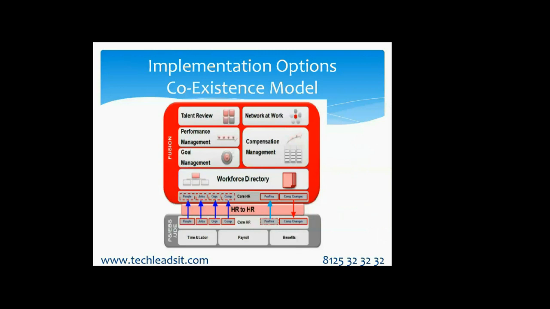They would want to go ahead with the Fusion coexistence model, where the GE would say, okay, my payroll and benefits would still be in PeopleSoft, but I would like to move core HR, performance management, goal management, and compensation to Fusion. So for this kind of dual ERP model, Oracle does give provision to go ahead with the coexistence model.